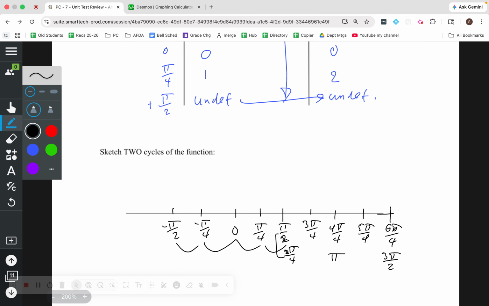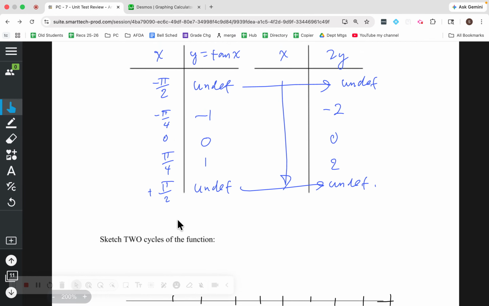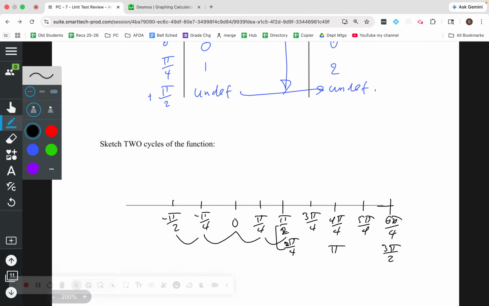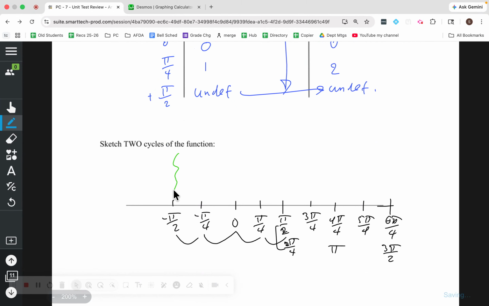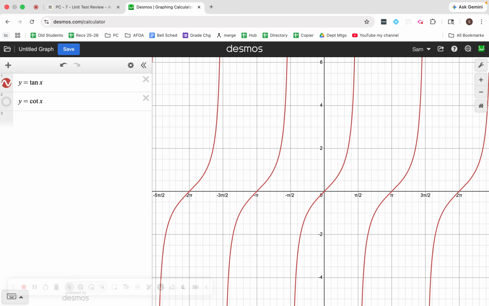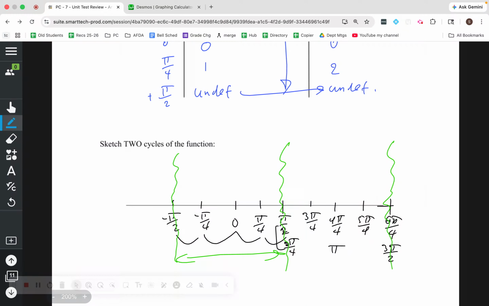At negative pi over 2, what did we have here? Oh, that's where our asymptote is. And our other asymptote is right here. So checking the same width, this asymptote will be there. Okay, and that does conform with this picture. You notice how, unless it's been shifted, tan of x passes through the origin.